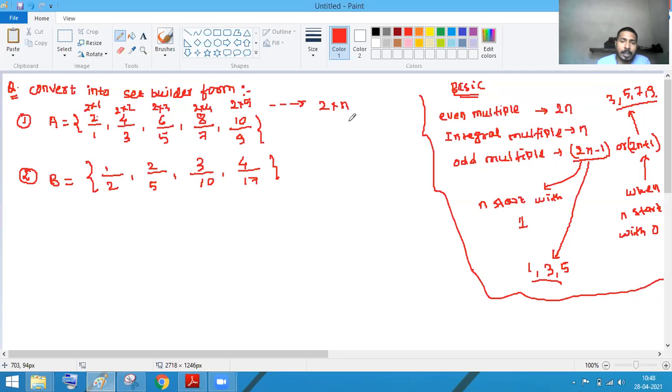Yes, sir. Now look at the 2n minus 1. Now look at the denominator. The denominator is what? 1, 3, 5, 7, 9. And if you look at this, can we say that this is the collection of odd numbers, which starts with the first term 1?